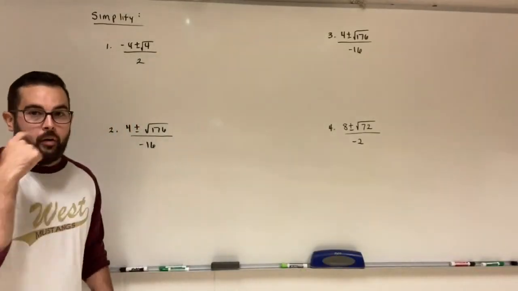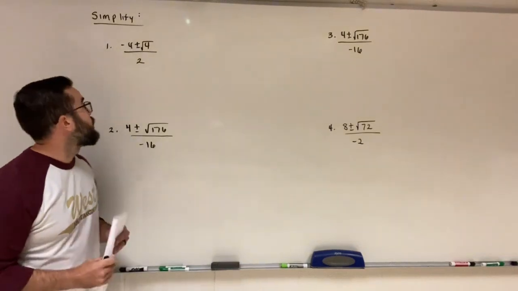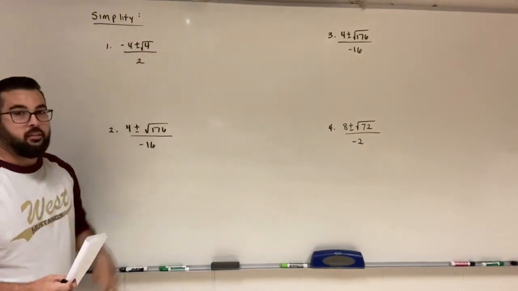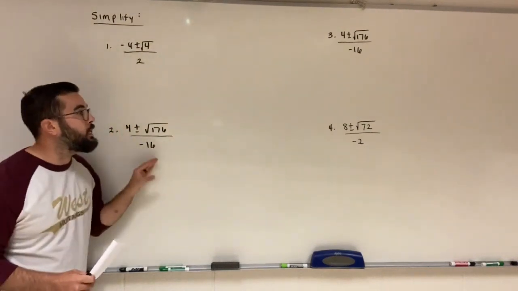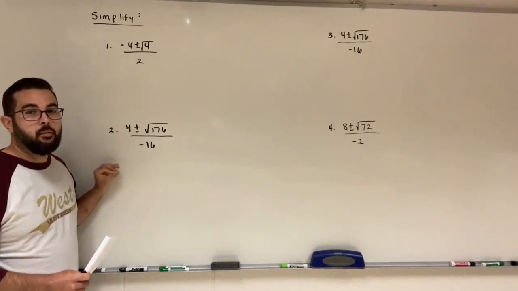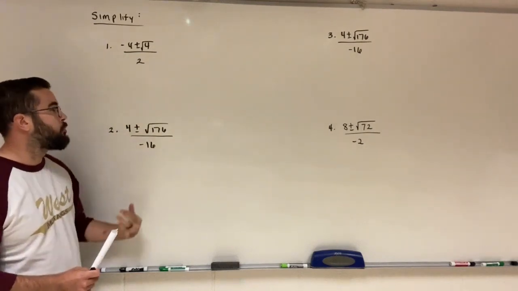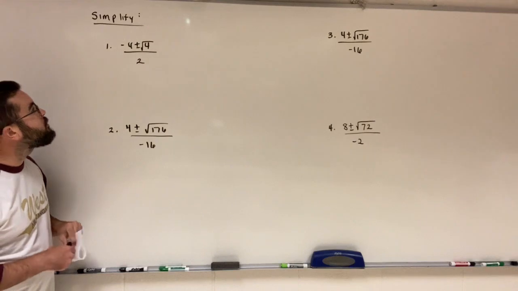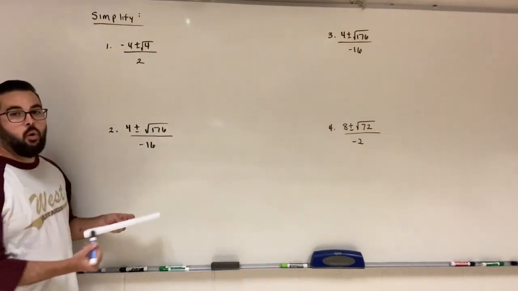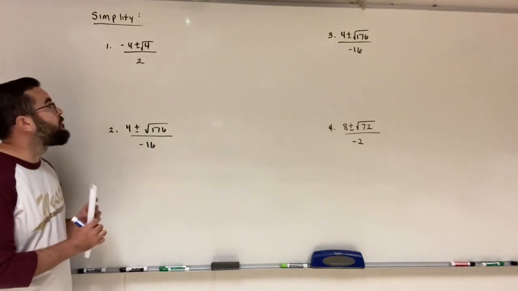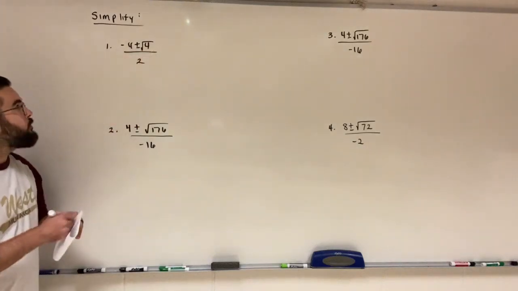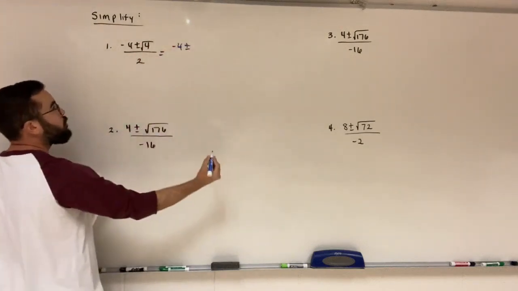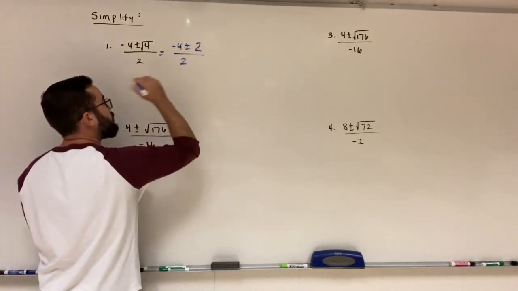Now this is coming from your notes page. The directions should say to simplify. That's not on there, so please add that. I'm going to simplify some of these expressions, and these are the expressions you're going to get when you use the quadratic formula. So today's lesson is just how do we simplify these expressions. Starting with number 1, we have -4 plus or minus the square root of 4 over 2. With these expressions, to simplify them, always start with the square root. The square root of 4 is 2, so I can rewrite this expression as -4 plus or minus 2 all over 2.